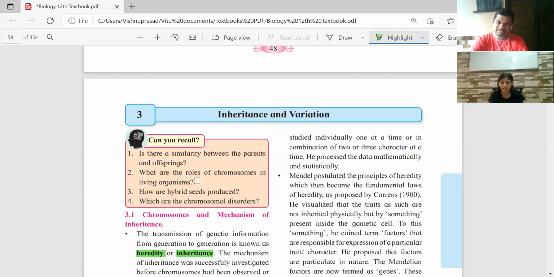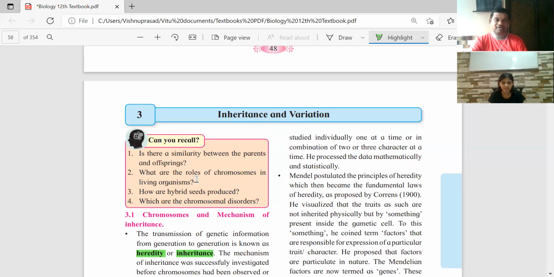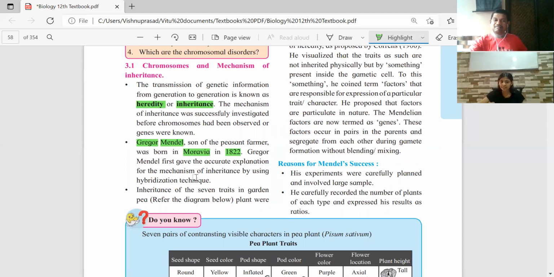His father was a peasant. He had never used a laboratory, microscope, or anything like that. He was not even aware of the words chromosomes or DNA or genes or even cell. But he was the first one to explain something about inheritance without using these words. And that is the most interesting part of it.